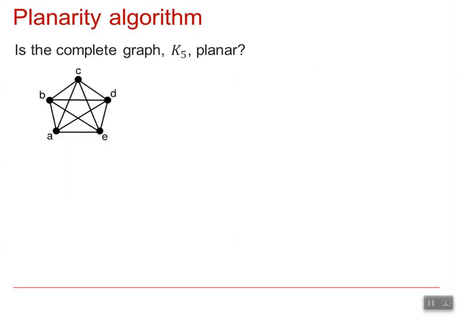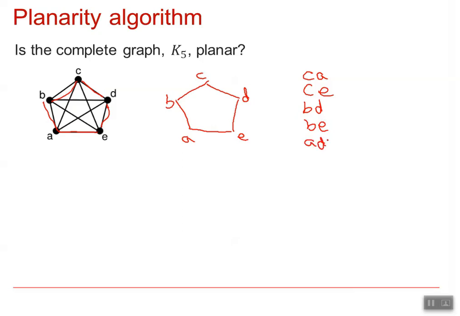So is the complete graph K5 planar? So again, we're going to identify a Hamiltonian cycle, and in this case it's fairly obvious that there's one all the way around the outside. So we're going to draw this. Okay, so next we're going to list all the edges that are on the inside of the complete graph. So we've got C to A, C to E, B to D, B to E, and A to D. And then we're going to consider these in any order we like, but I'd always like to start at the top of the list. So we're going to redraw CA as an inside edge.